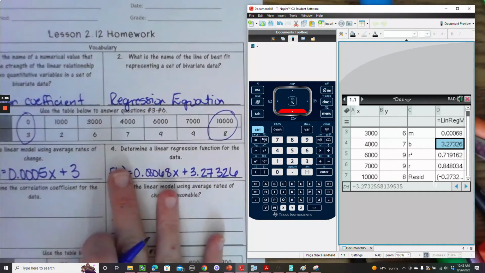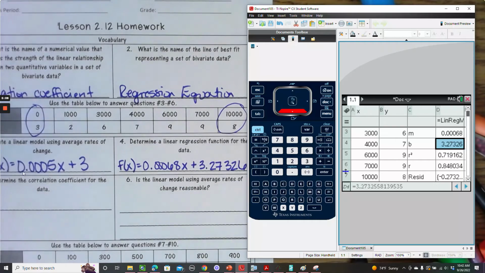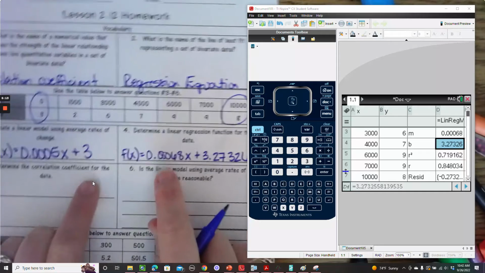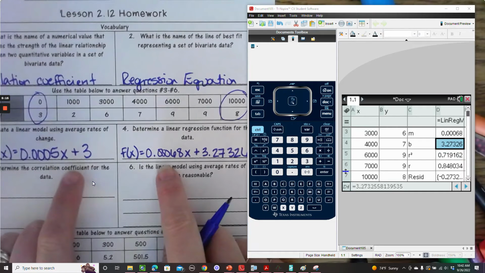So what that is, Teachers, I just wanted to let you know that you're great. So same set of data, I wrote two different equations, okay?